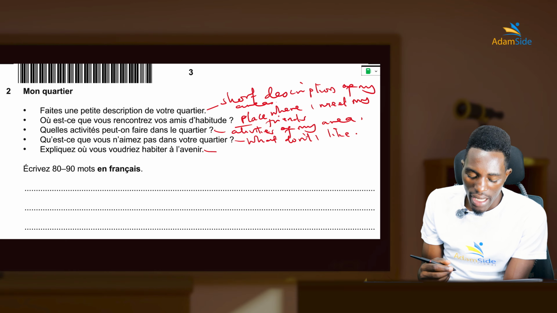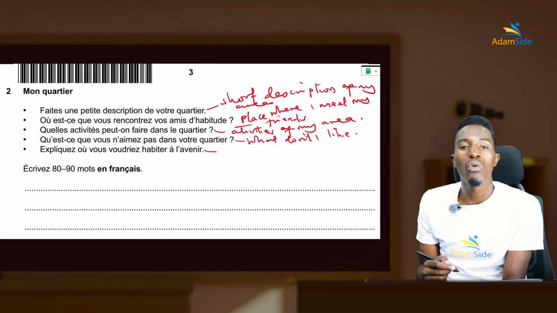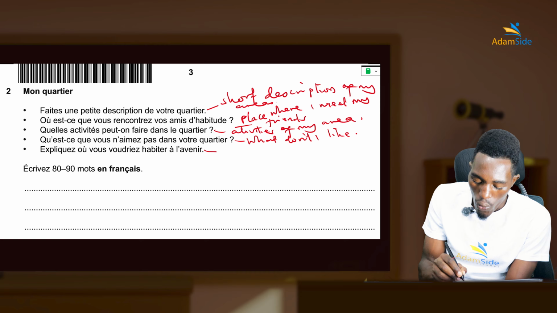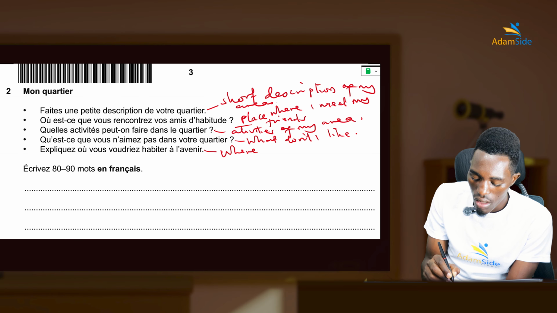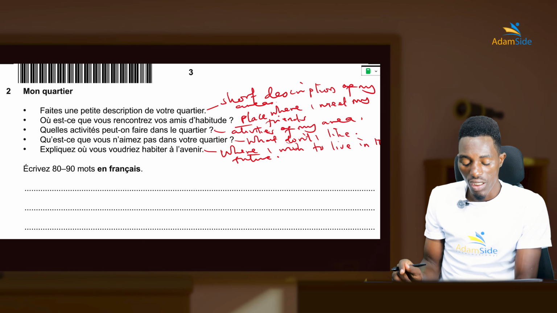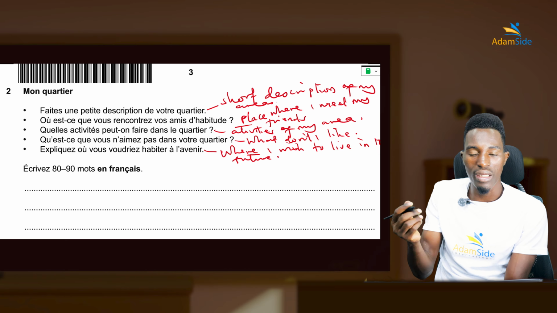Expliquez où vous voudriez habiter à l'avenir. Explain where you wish to live in the future. Where I wish to live in the future. Where do you wish to live in the future? So after reading this question, I understood what the question needs.